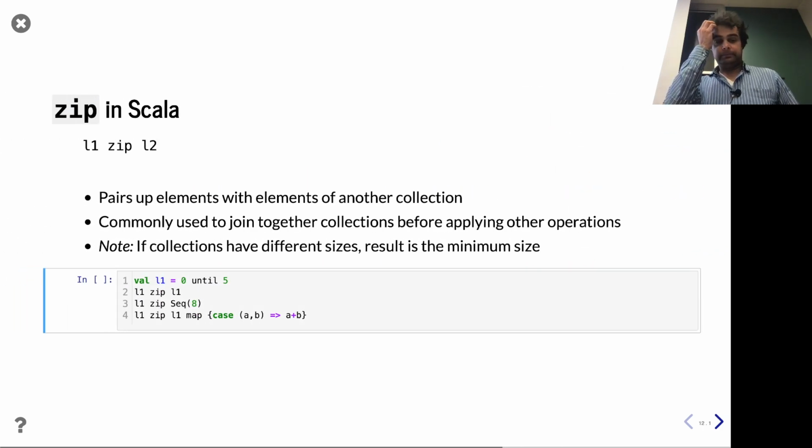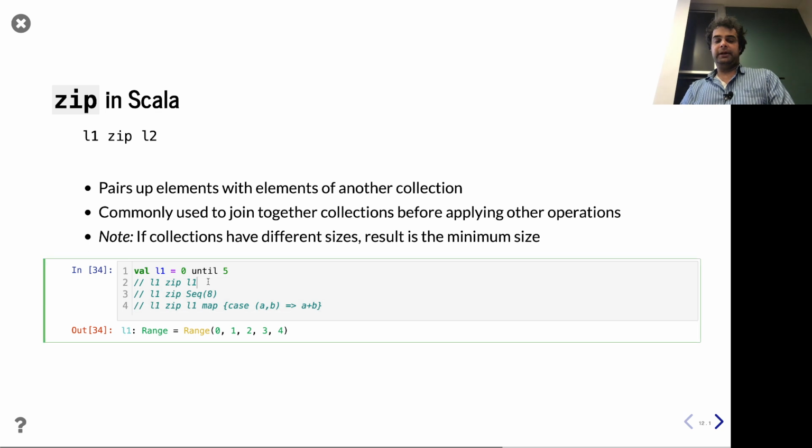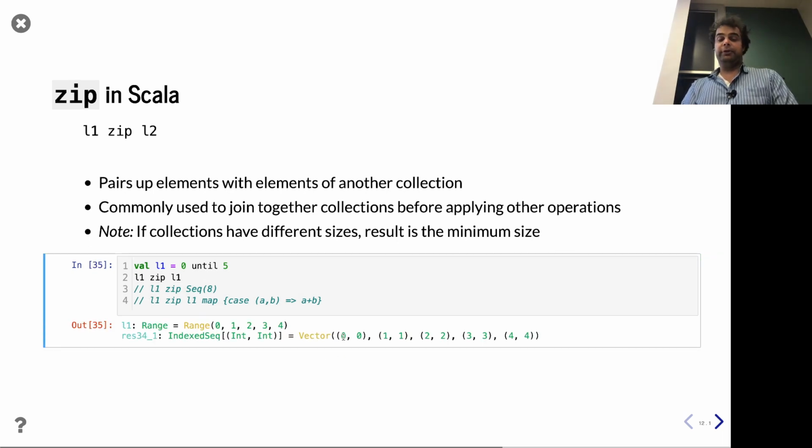And so there's a number of times when you find this really helpful, right? So, for example, in this case, I have something to start off with, I have L1, which is just some numbers. So I have a collection to play with. Okay, let's say I zip it with itself, right? Well, then I get tuples. I have 0, 0, 1, 1, 2, 2, 3, 3, 4, 4. Okay, cool.